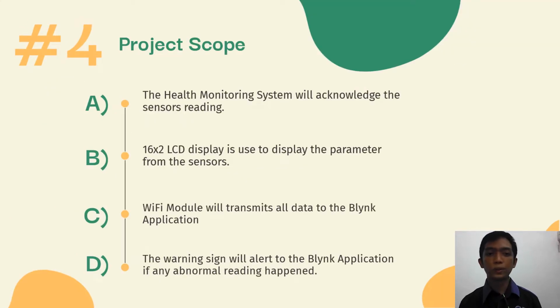As for the scope of the project, first, the health monitoring system will acknowledge the sensor readings, that is blood pressure, body temperature, and heartbeat pulse. Next, the 16x2 LCD display is used to display the parameters from the sensors on the device. Next, C, the Wi-Fi module will transmit all data to the Blynk application. And D, a warning sign will alert the Blynk application if any abnormal reading happens.